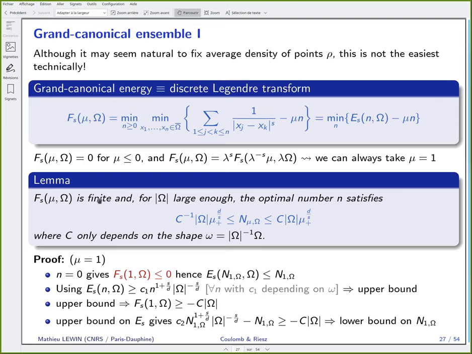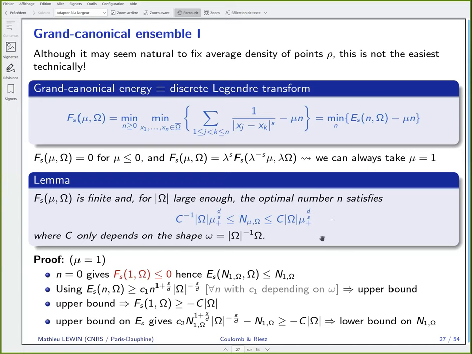Okay. And furthermore, for omega large enough, the volume large enough, then the minimum over n is attained for a number of points, which is of the order of the volume, times some obvious scaling factor, which here is mu to the d over s. Okay, so this is saying that if you fix mu, but then you minimize over n, then the optimal n is going to be of the order of the volume. Okay, you don't quite know exactly what it's going to do. This I will tell you in the next slide, but at least it's of the order of the volume.